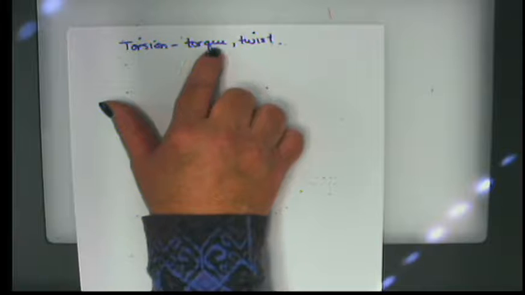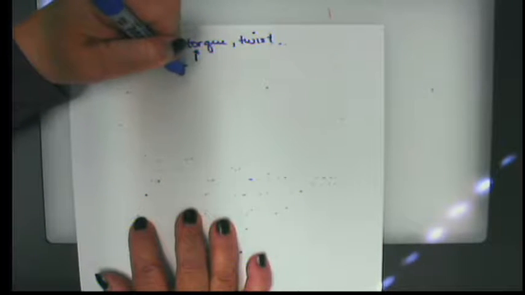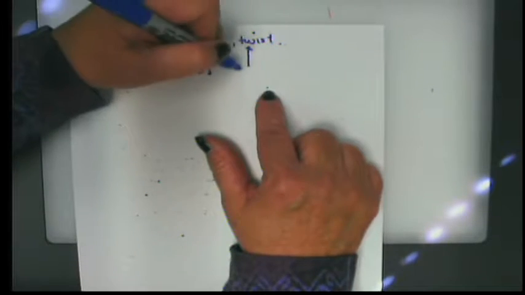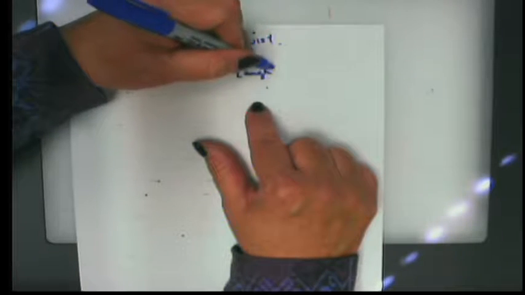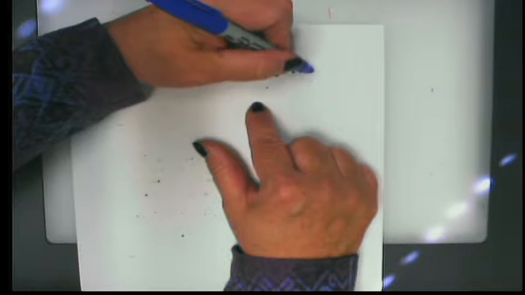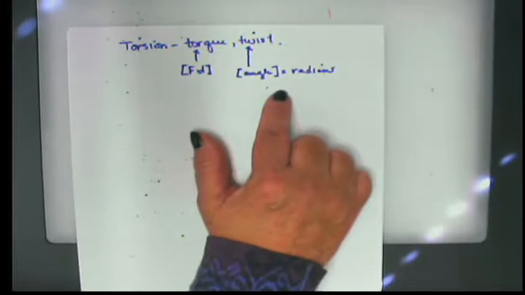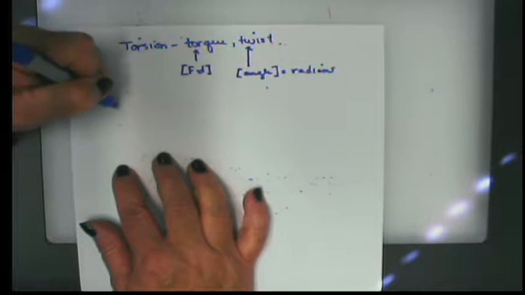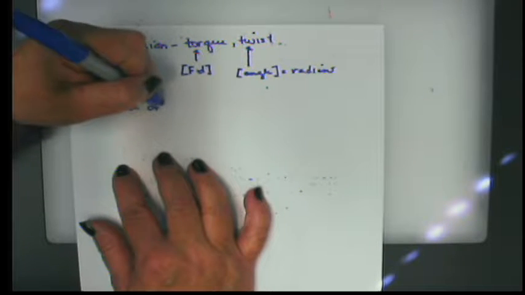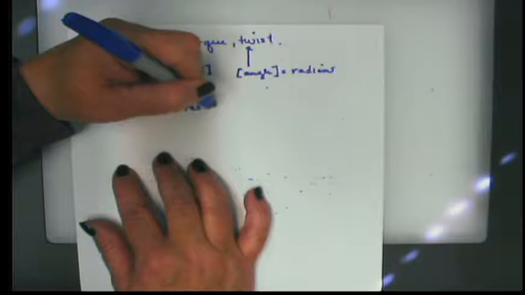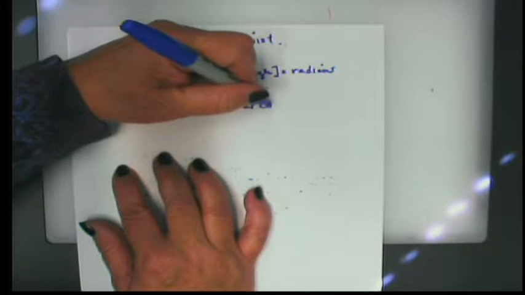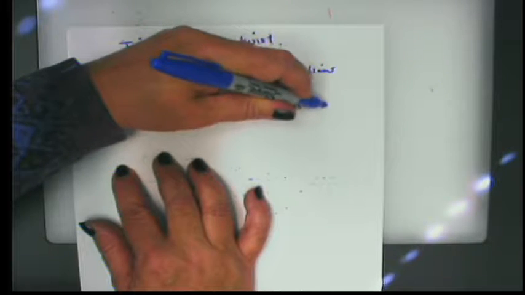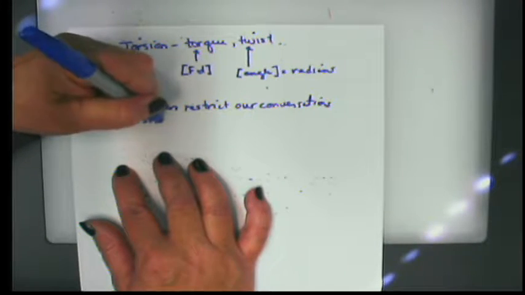It's very similar to a moment in the sense that torque has dimensions of a force acting through a distance, and that twist is defined by an angle, which is dimensionless and can be expressed in radians. And then, of course, we can convert radians, pardon me, to degrees. Now, one of the things that we do when we work with torsion is we often restrict our conversations to shafts of circular cross-section.